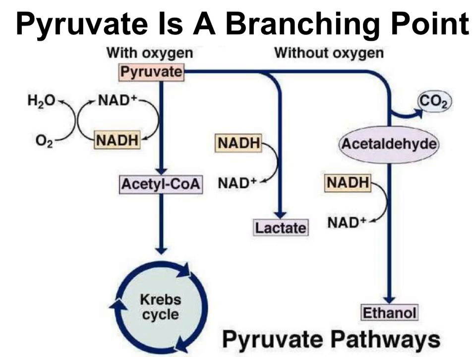Here's another diagram showing the same concept. With oxygen, pyruvate is going to go down the pathway that leads through the link reaction and to the Krebs cycle. Without oxygen, pyruvate is going to undergo anaerobic cell respiration. Anaerobic cell respiration can be lactic acid fermentation, or anaerobic cell respiration can be alcohol fermentation.